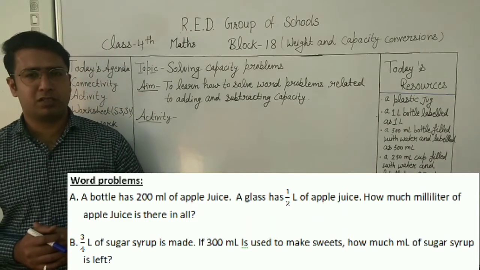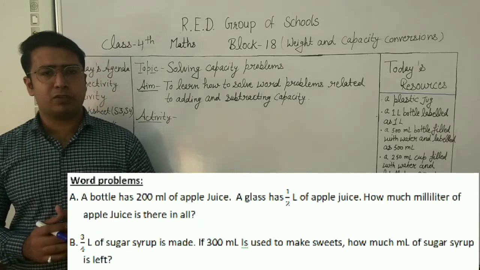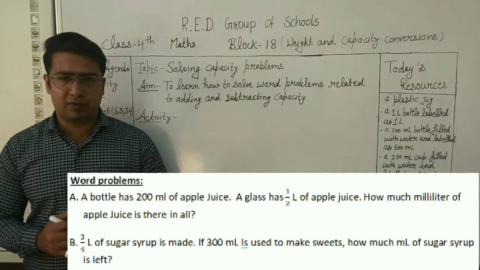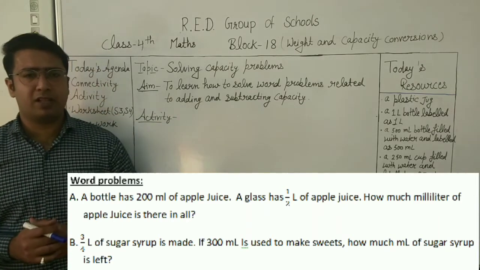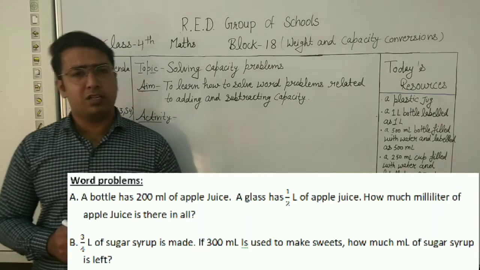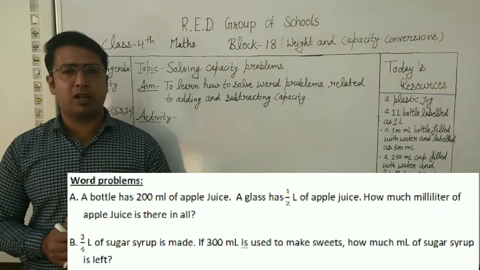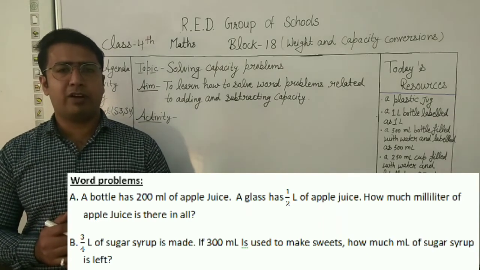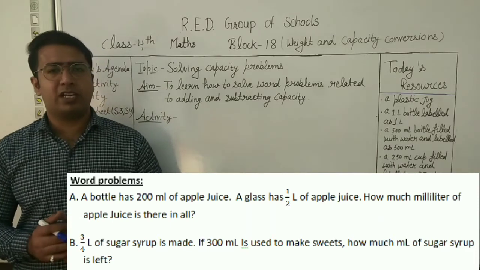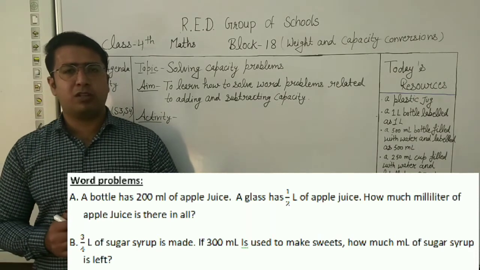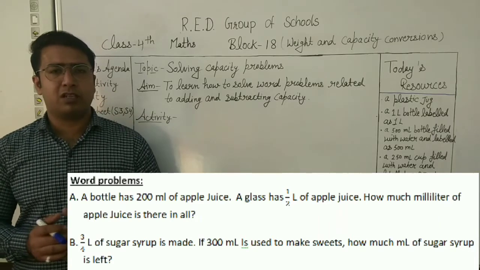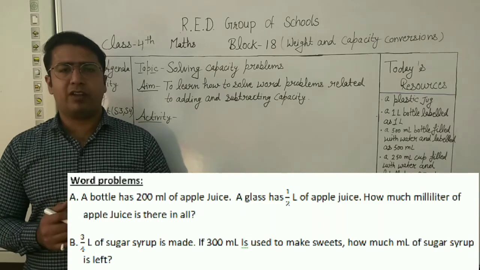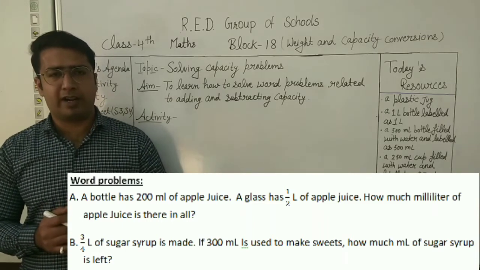Now I am giving you some instructions for your activity. First of all, you will read these statements carefully and then find what capacities are given. If capacities are given in liter and milliliter, you will make the same units. Mostly you will convert liter into milliliters and then solve the question. After that you will find which word tells you about addition and subtraction, and solve this question in your notebook. After this I am giving you a demonstration also, and after the demonstration you will do your activity. After your activity you will discuss some questions based on it.